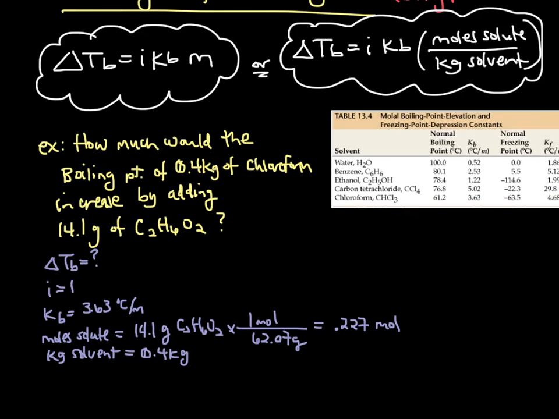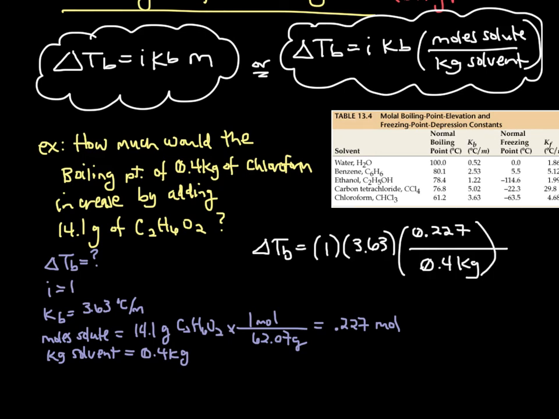So we're going to plug all that into our equation for delta TB. When we do that, we get 1 for our Van't Hoff factor, 3.63 for our Kb value, and then we multiply by 0.227 divided by 0.4 kilograms, and we end up with 2.06 degrees Celsius. So that means our chloroform is going to boil at 2.06 degrees Celsius higher than it would have otherwise. It normally boils at 61.2 degrees Celsius, so now it's going to boil at 2.06 degrees higher than that.